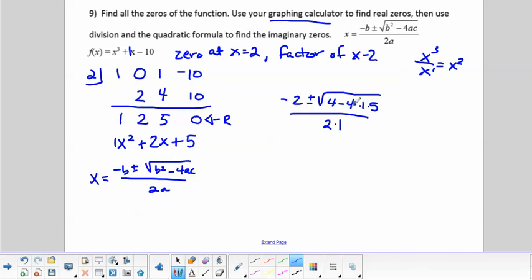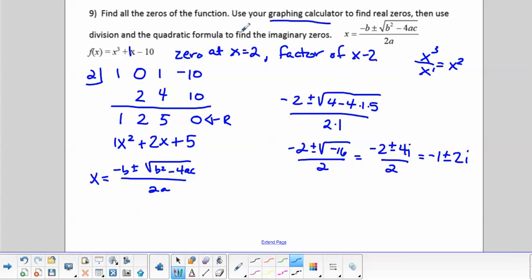Okay, so let me look at my discriminant first. 4 minus 4 times 1 times 5. 4 times 1 times 5 is 20. 4 minus 20 is negative 16. So I have negative 2 plus or minus the square root of negative 16 over 2. And the square root of negative 16 is 4i. The square root of 16 is the 4. The square root of the negative 1 is the i. So I have negative 2 plus or minus 4i over 2. And now you want to divide each part by 2. Negative 2 over 2 is negative 1. 4i over 2 is 2i.